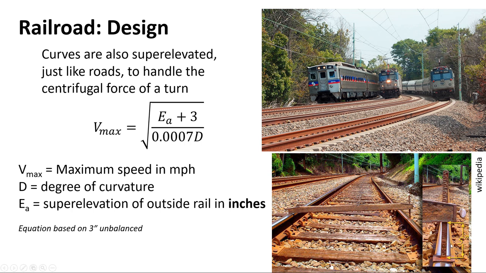They measure super elevation in inches, and in this case, we're saying that there's 3 inches of unbalanced super elevation, which I'm going to tell you what that is here in a second. So just keep that in mind. That's pretty standard for the US, to allow up to 3 inches unbalanced super elevation. The actual super elevation you read on a device like this, the actual difference between the high rail and the low rail, is E sub A.